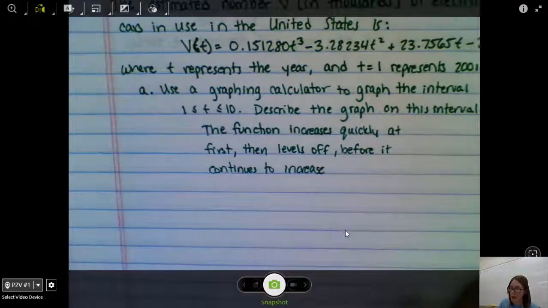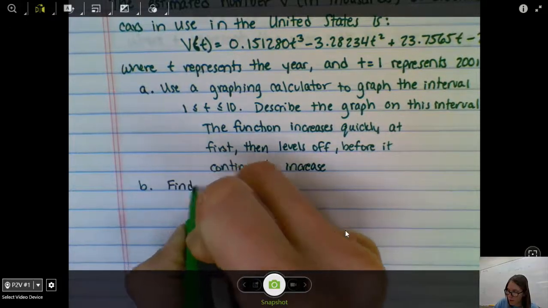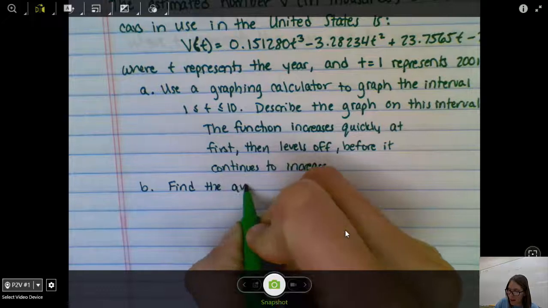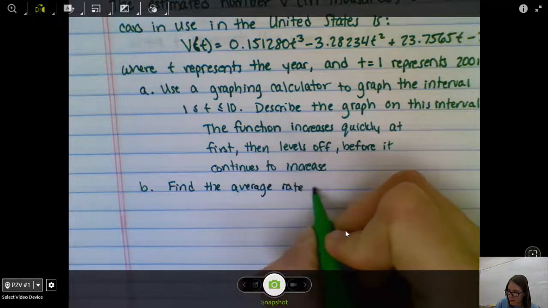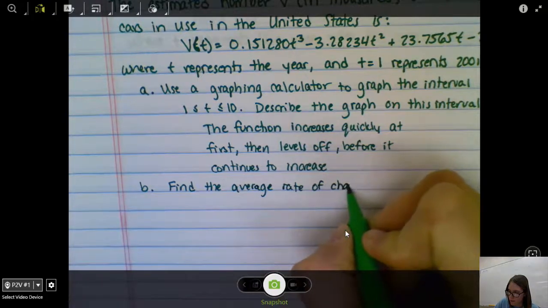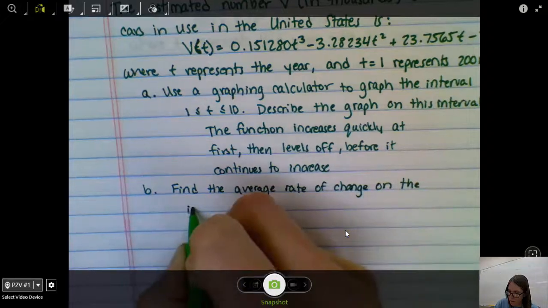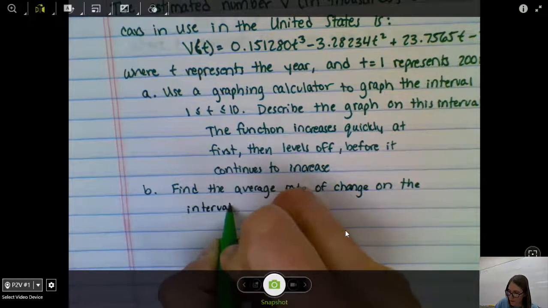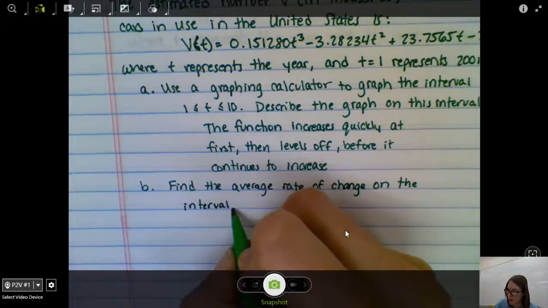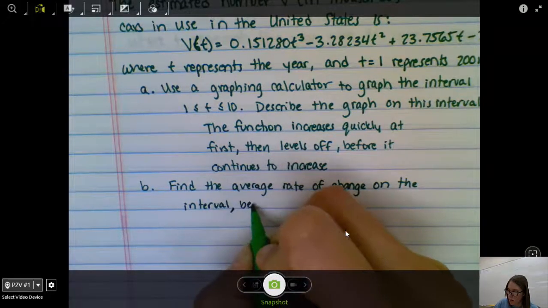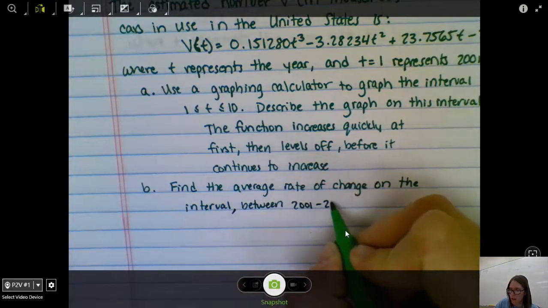That's part A. Part B, find the average rate of change on the interval between, in this case, 2001 and 2010.